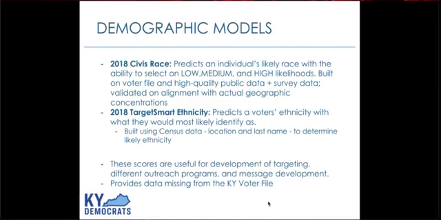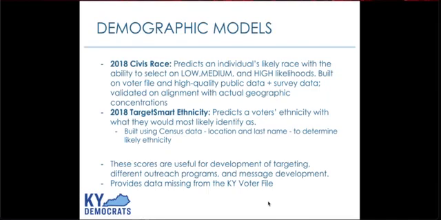Next are demographic models. These are really important in Kentucky because it is an attempt to provide data that's missing from our voter file. Race and ethnicity data are not available on the Kentucky file. So things like the 2018 Civis race and 2018 TargetSmart ethnicity score, while they were built in 2018, pretty much stay consistent versus a support model, which would be built for a specific cycle.